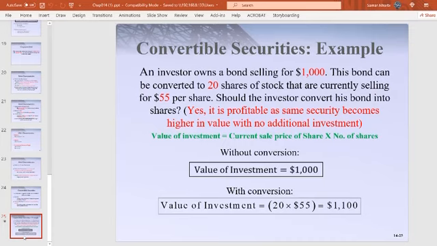So it asks, should the investor convert to shares? Yes, because it's the same bond which can become shares, and the value which was $1,000 will become $1,100. So should the investor convert his bond into shares? Yes, and the reason is that it is profitable, and there is no additional investment. It's just the same thing. Okay, that is all for this chapter.